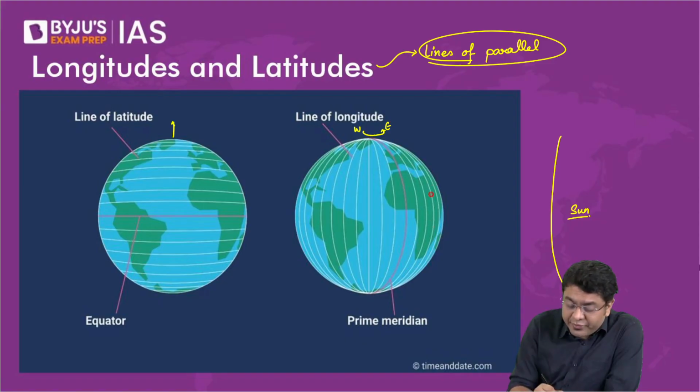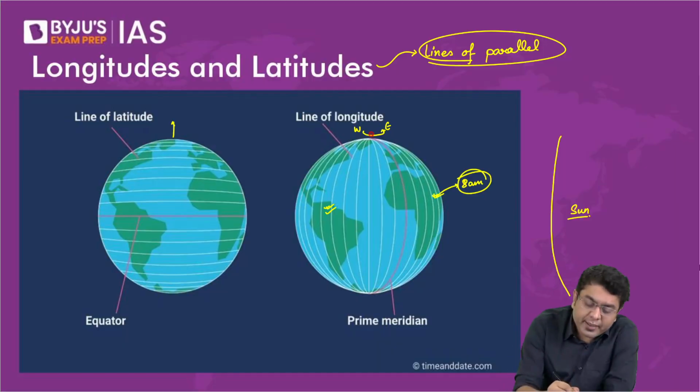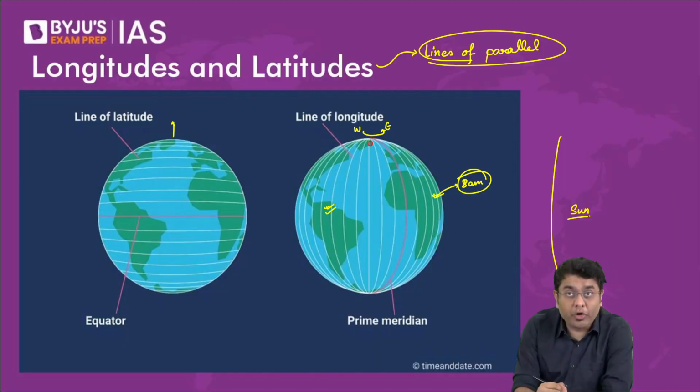Obviously, this place will experience sunlight much earlier as compared to, let's say, South America, isn't it? So here, let's suppose 8 a.m. If it is 8 a.m. there, here it will be a different time altogether. So you need a kind of reference pointer for keeping time. And for those purposes, you have the longitudes which are drawn.